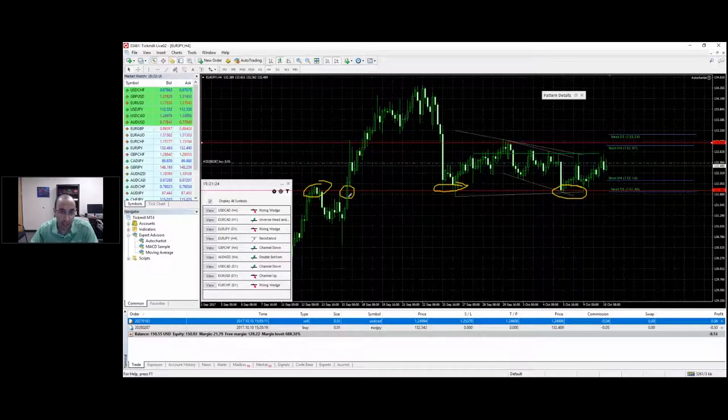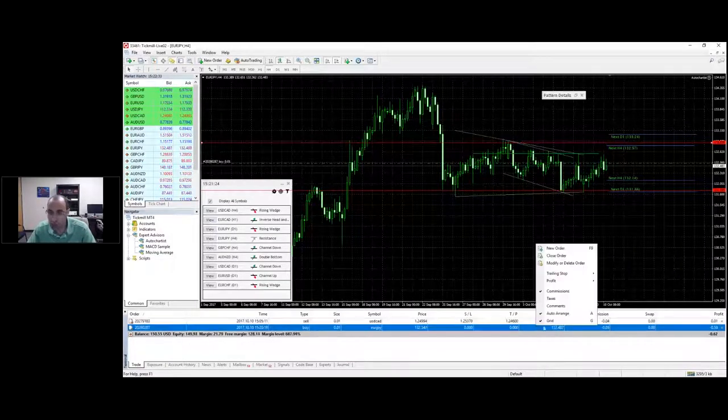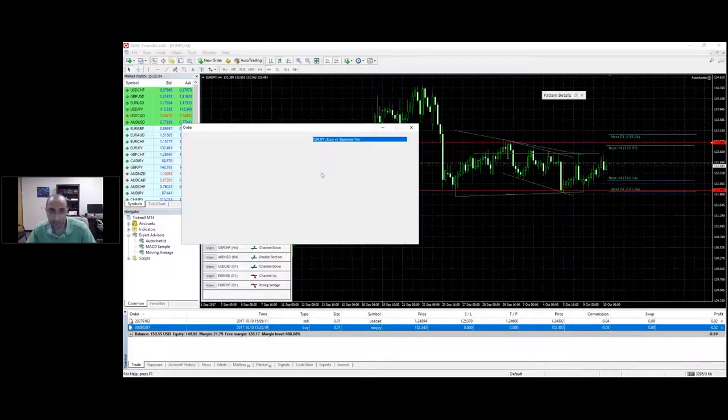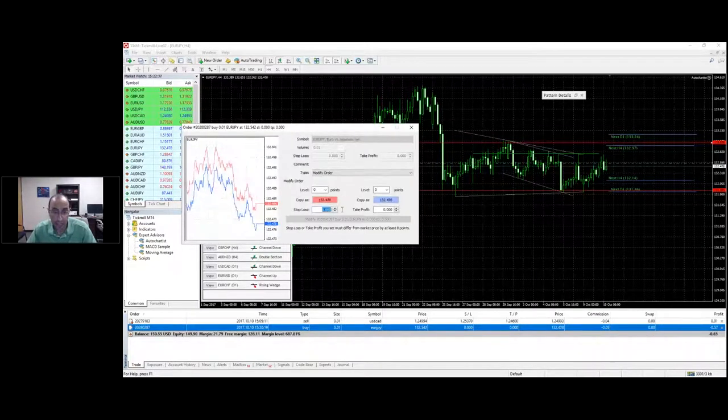So certainly, in this trade, I'm looking at the stop loss level to guide me in terms of my risk and reward. So let's go ahead and set a stop loss level on this trade at 134.90.